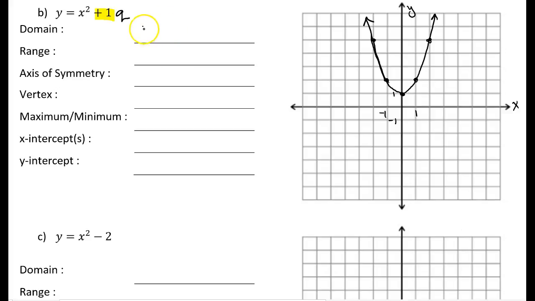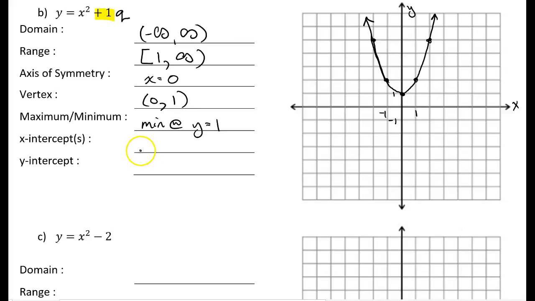From here, I can state my domain, negative infinity to positive infinity. In this case, my bottom of my range is going to be 1, and the top of my range is still going to be infinity. Those arrows are pointing upward forever. My axis of symmetry this time is still going to be x equals 0 because I haven't horizontally shifted it at all. My vertex is now at 0, and not 0, but positive 1. So my minimum is at y equals positive 1.